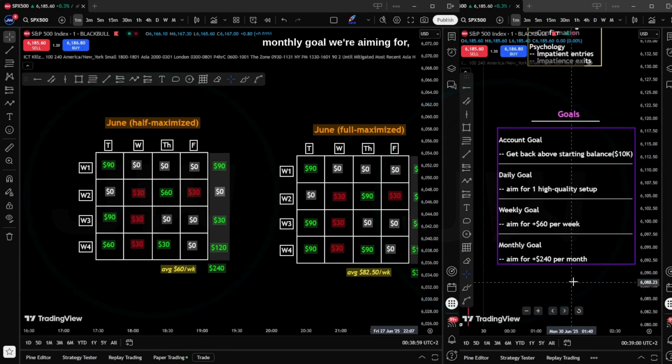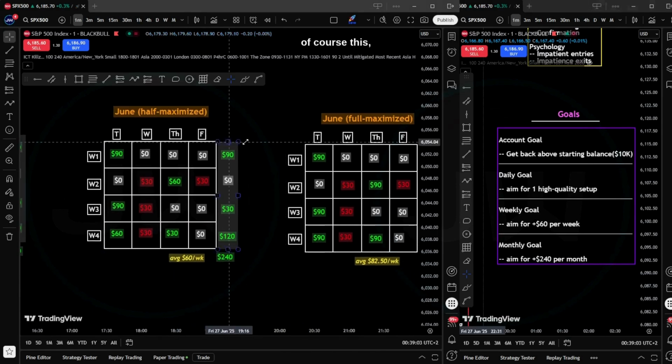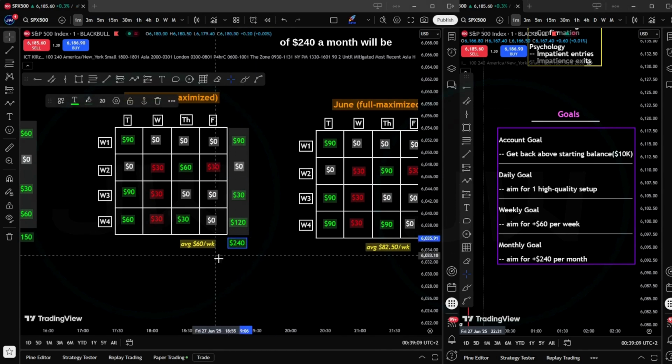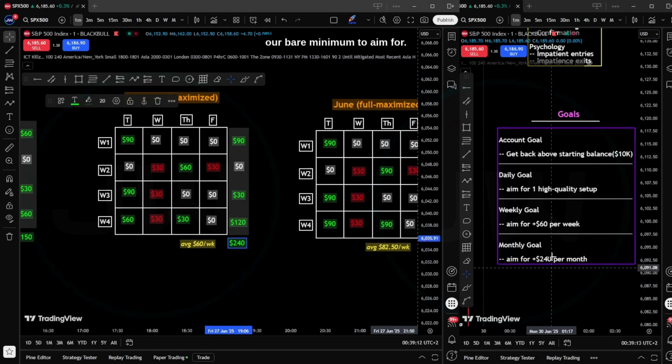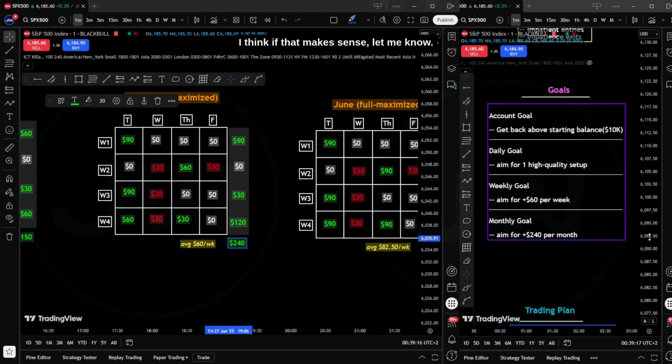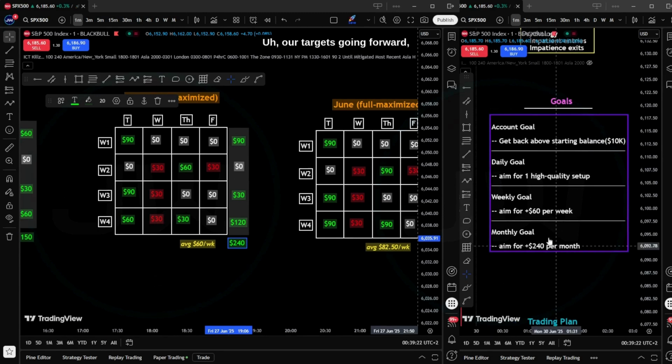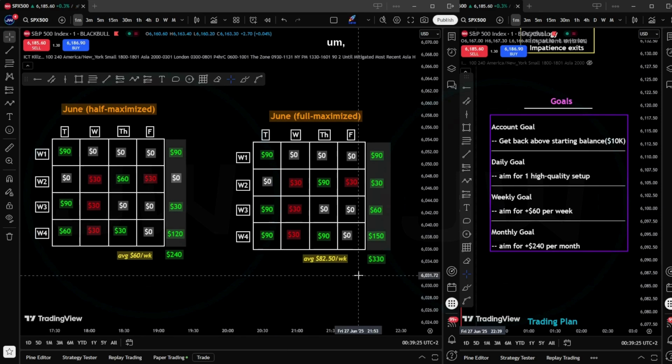And then our monthly goal, we're aiming for the half maximize, so definitely our total of $240 a month will be our bare minimum to aim for. So if that makes sense, let me know. That's definitely our plan going forward, our targets going forward, if you will.